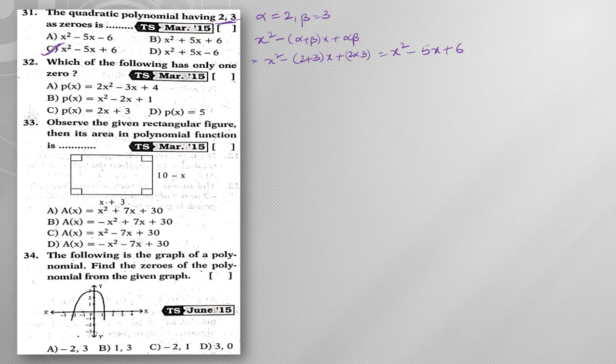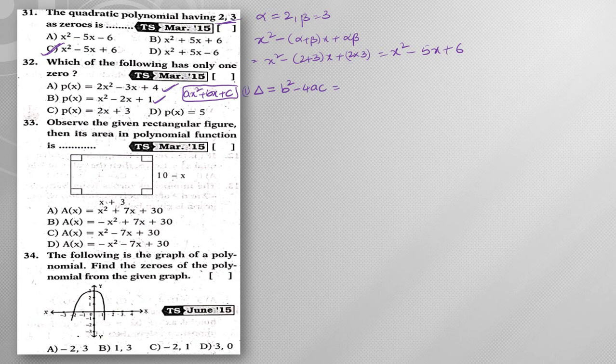Next, which of the following has only one zero? Right. If you observe, the first option is a quadratic polynomial. Next, this is also a quadratic polynomial. If you want to determine the number of zeros, simply find out the discriminant for the quadratic polynomial. What is the discriminant formula? b square minus 4ac. Generally our quadratic polynomial will be of this form, ax square plus bx plus c. With this polynomial we need to compare and substitute the values.